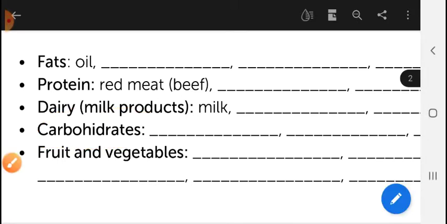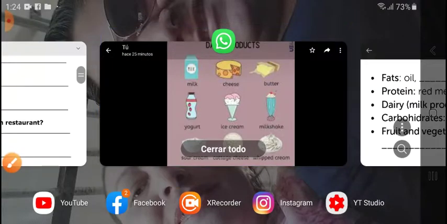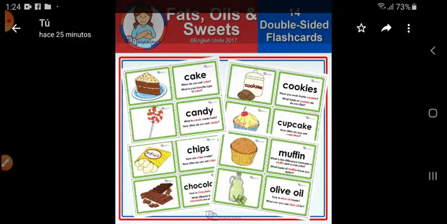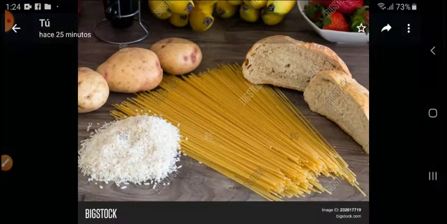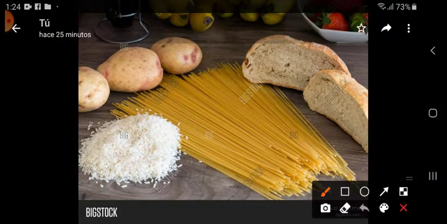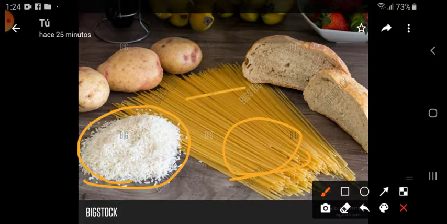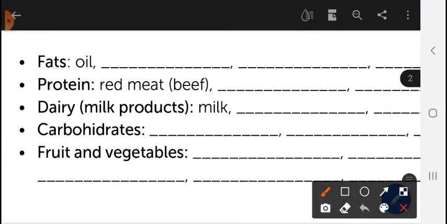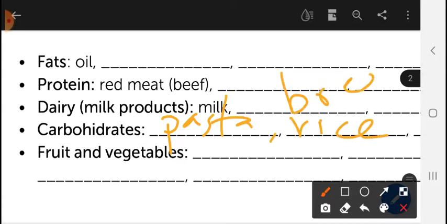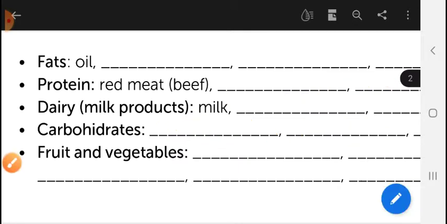Carbohydrates. You have to write examples of carbohydrates. Some examples of carbohydrates are the following. Pasta, rice, bread. Okay, those are carbohydrates.